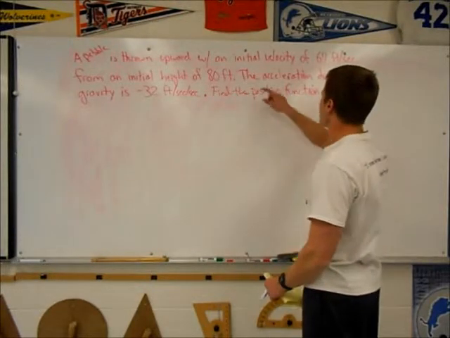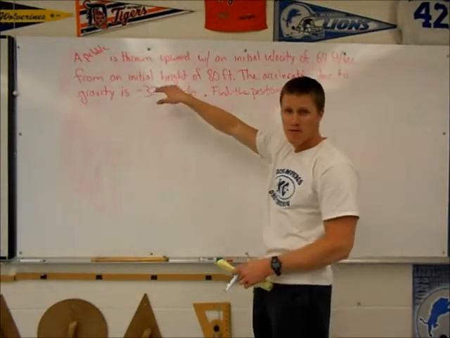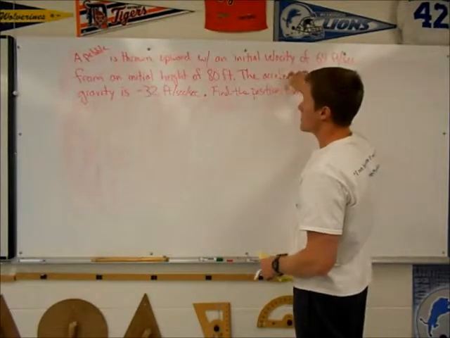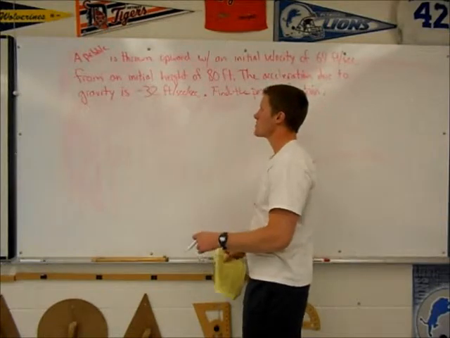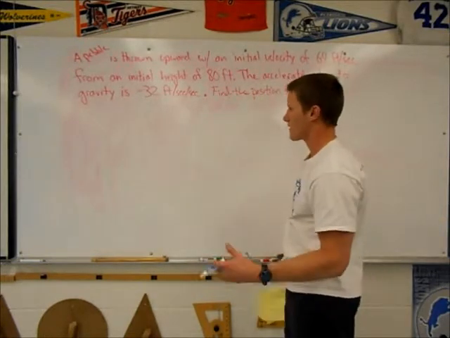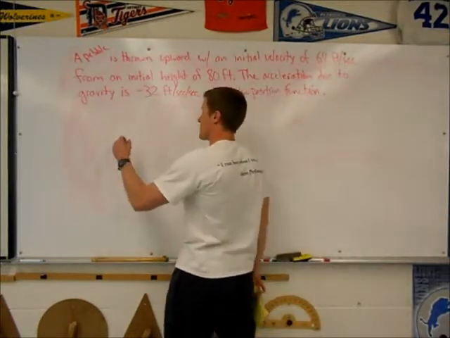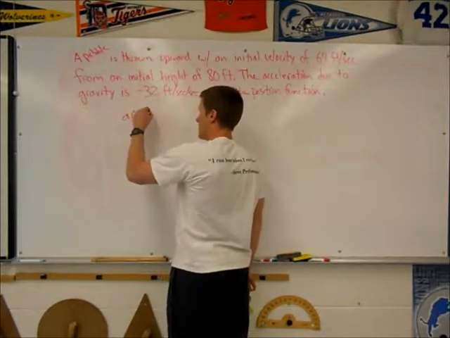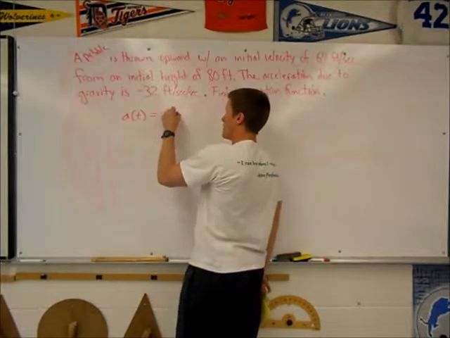This is a constant, the acceleration due to gravity. That can be measured, by the way. So that's a measurable thing. Acceleration due to gravity is negative 32 feet per second squared. So let's start with that. Acceleration is negative 32.